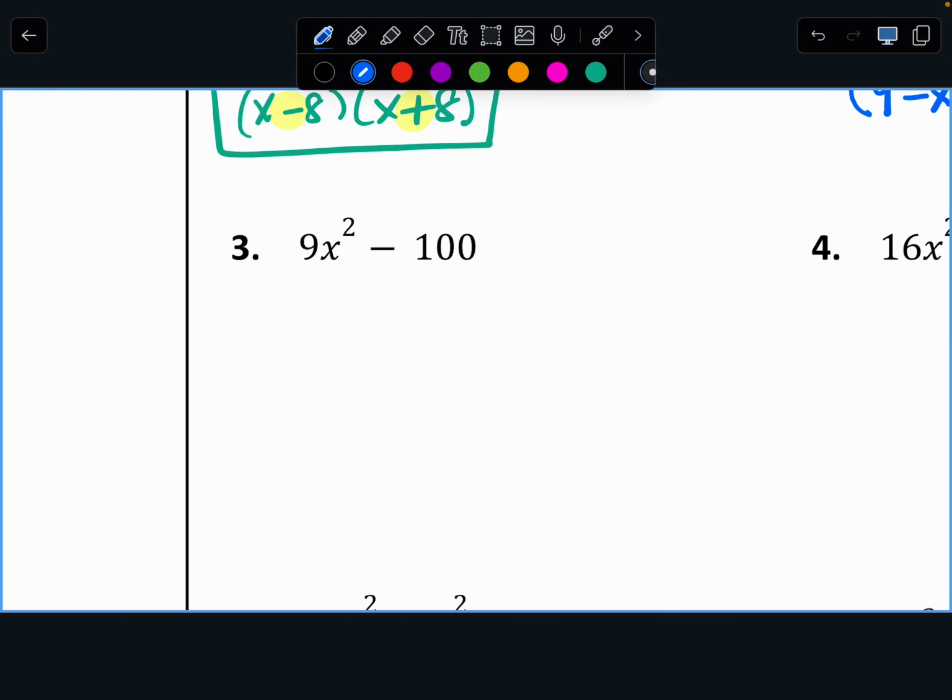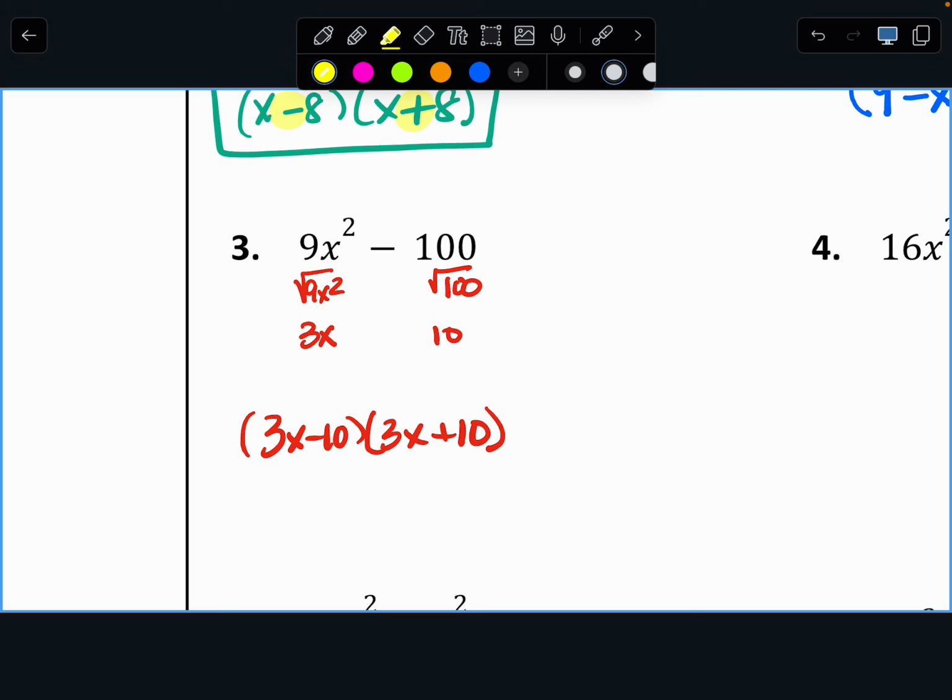Sometimes there is a coefficient in front of the x, and you have to make sure that it is a perfect square as well. So this is a perfect square, 9. Is there a number times itself that equals 9? Yeah. What number times itself equals 9? 3, that's right. So then we have the square root of 9x squared is 3x, and the square root of 100 is 10. So then it's 3x minus 10, 3x plus 10. That's it. Once you find the square roots, it's just minus and plus, and that's all we need to do.